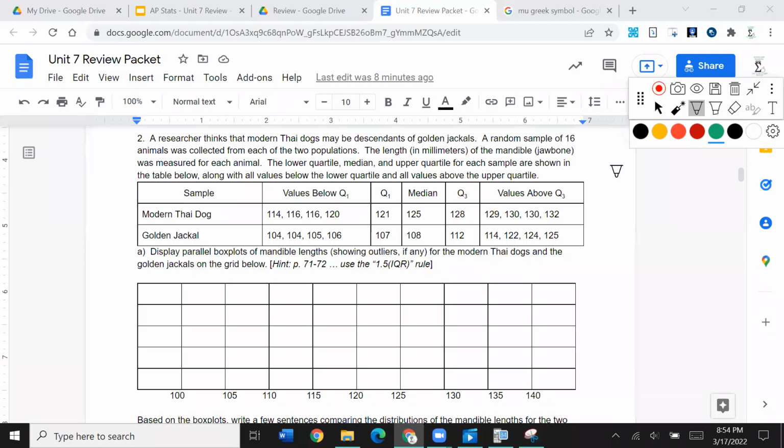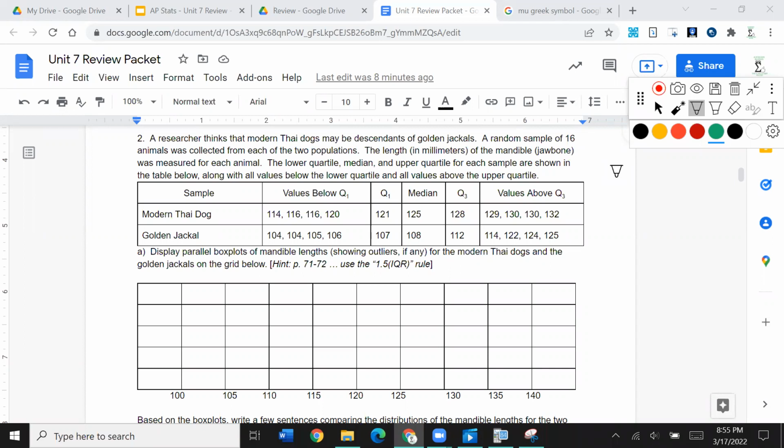Okay, question 2. A researcher thinks that modern Thai dogs may be descendants of golden jackals. A random sample of 16 animals was collected from each of the two populations. The length in millimeters of the mandible jawbone was measured for each animal. The lower quartile, median, and upper quartile for each sample are shown in the table below, along with all values below the lower quartile and the values above the upper quartile.